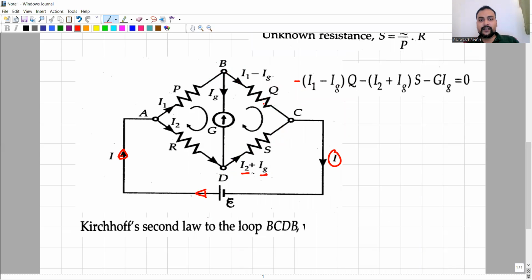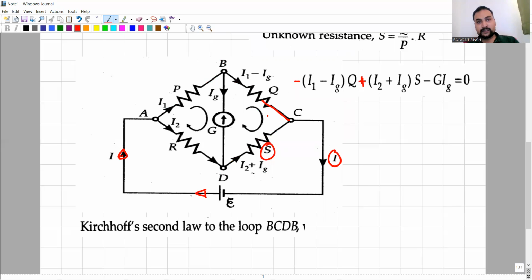And then from C to D. So here you see there's a potential rise which is going to happen. How much potential rise? The current flowing is I2 plus IG, and the resistance is S. So the potential rise that happens is I2 plus IG into the resistance S, and this we are going to consider as a positive value, because our sign convention is potential rise is positive, potential drop is negative.